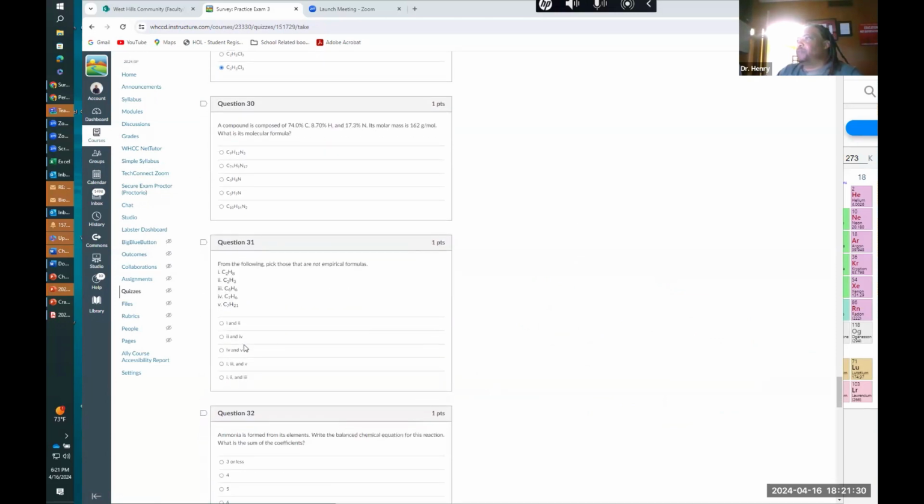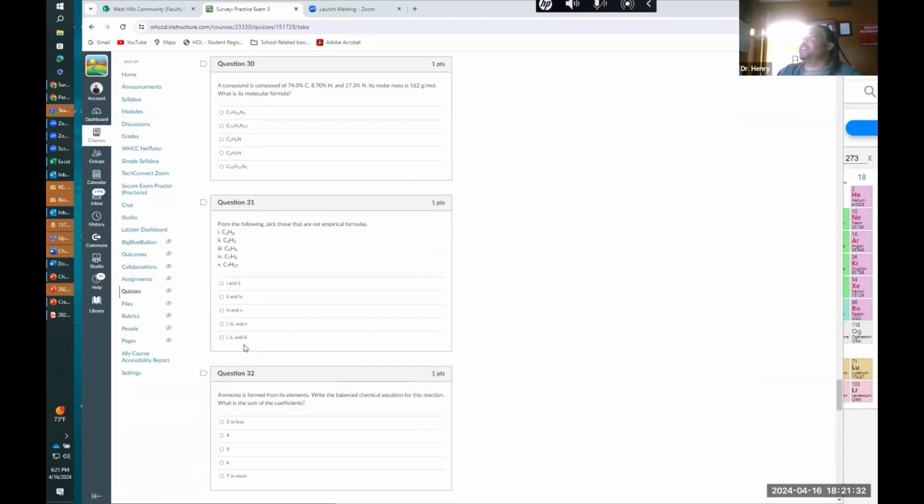Okay, so I'll let you do this one. A compound is composed of 74% carbon, 8.70% hydrogen, and 17.3% nitrogen. Its molar mass is 162 grams per mole. What is its molecular formula?